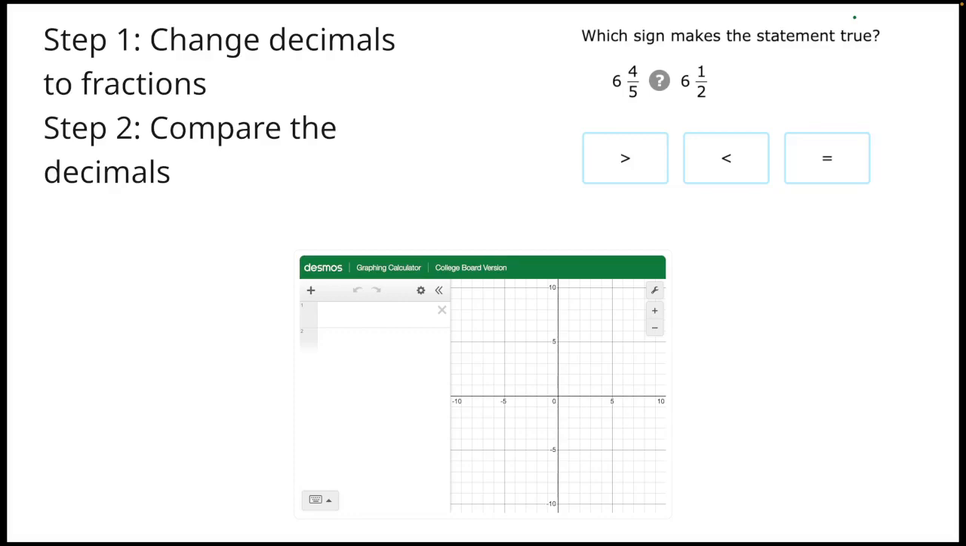Today we're going to be looking at mixed numbers and improper fractions. We're going to say which one's bigger, which one's smaller. We're going to use inequality symbols.